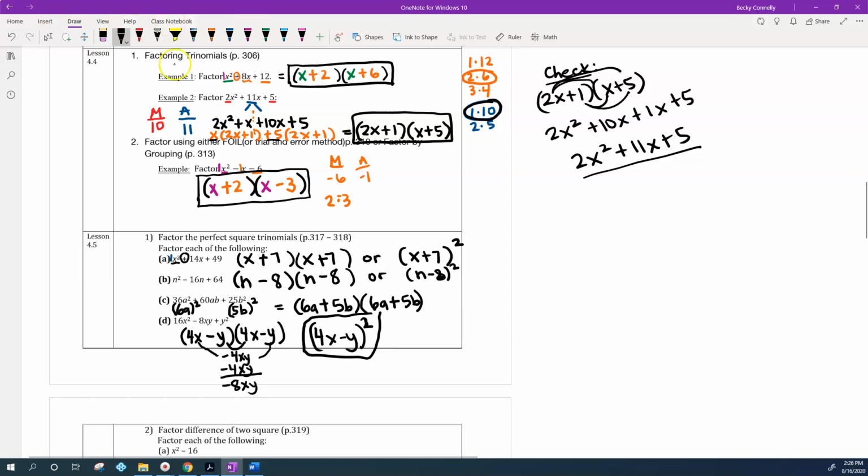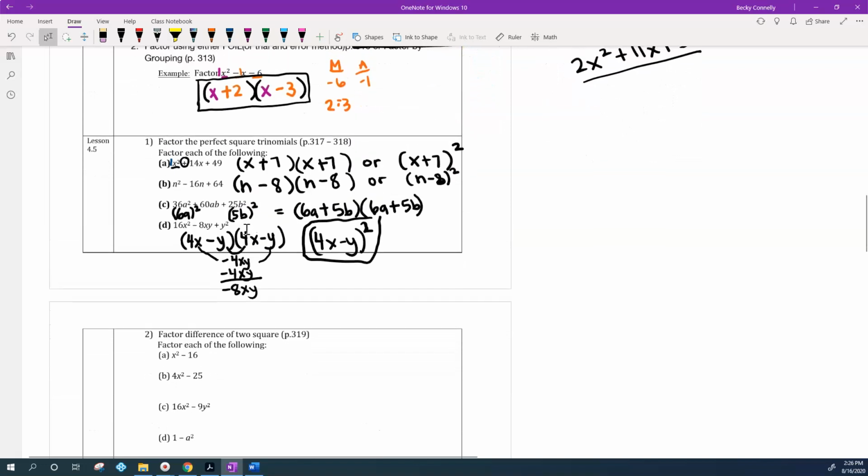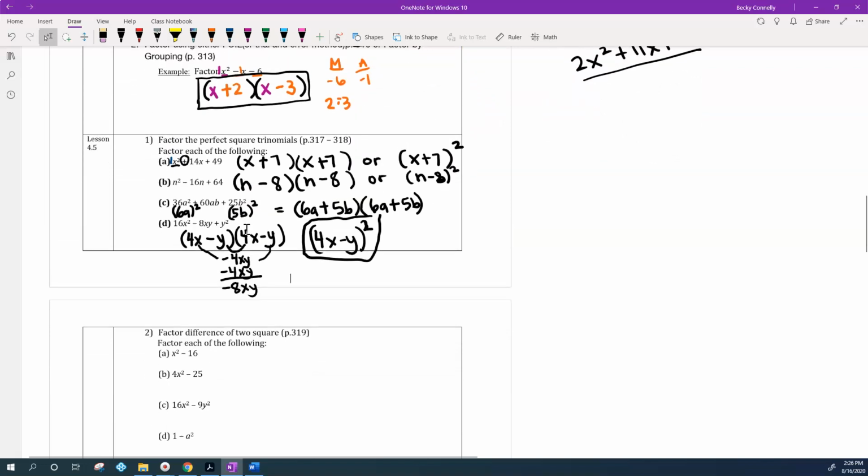All right. Also on 4.5, talked about difference of squares. And I want to make sure that it's clear you can factor a difference of two squares, but you cannot factor a sum of two squares. All right, so let's do this first one.